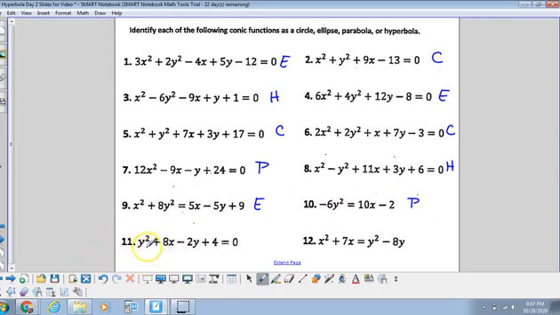Number 10, we only have one squared term, so that one is a parabola. Number 11, we only have one squared term, so that is a parabola. Number 12, we have an x squared term and a y squared term, but they're on different sides of the equation. If we were to move them to get them on the same side of the equation, then they would have different signs. One will be positive and one will be negative, so that indicates that we have a hyperbola. And that is how we can tell the difference between our conic sections without having to actually get them into standard form. All right, thanks.